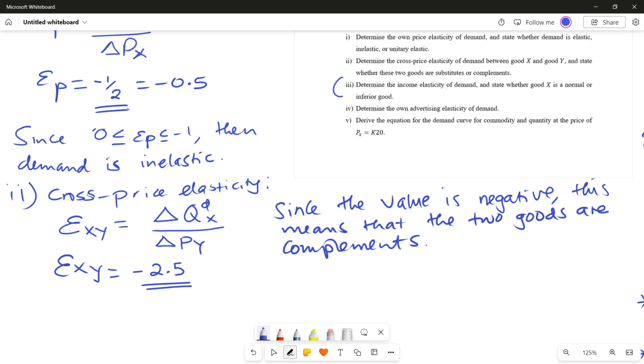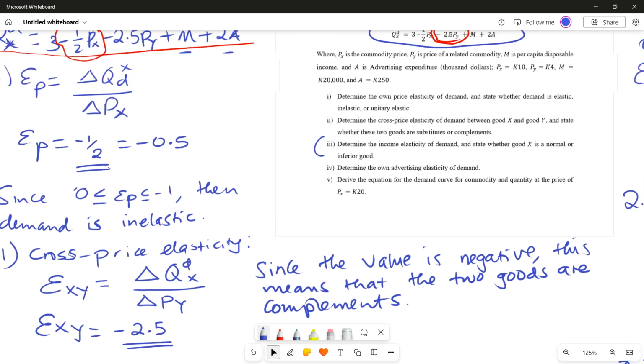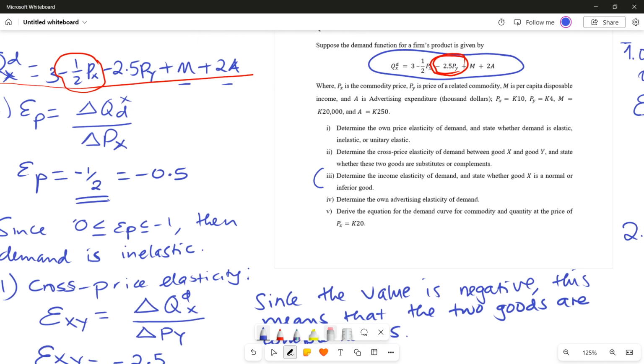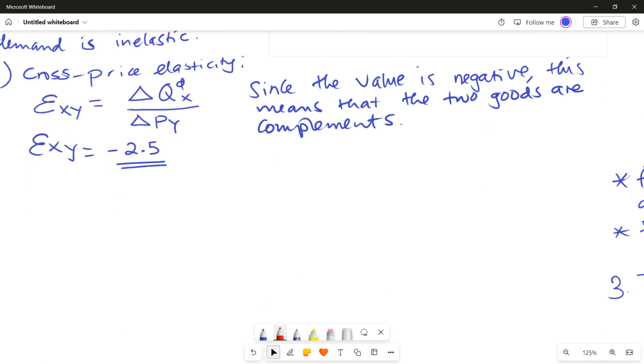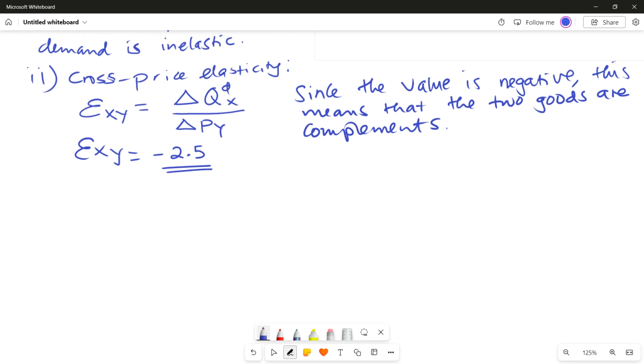Then part 3, determine the income elasticity of demand and state whether good X is a normal good or an inferior good. This time around we'll pay attention to the term containing M, because we know that M is our income. We go back to our function and check where M is, and M is right there. It's positive, so it's plus M. We'll have to differentiate that. So part 3, we want to get income elasticity.